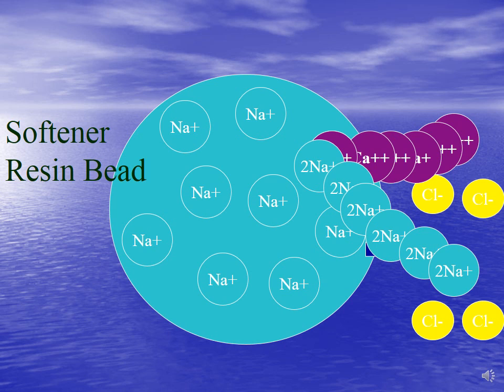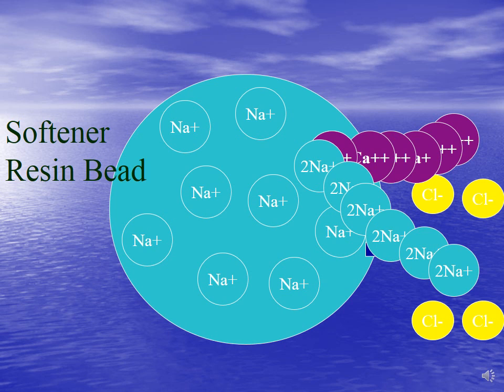A softener operates on an ion exchange basis. The softener tank has millions and millions of resin beads that have an affinity to cations. Sodium, being a cation, has the weakest bond affinity to that resin. Calcium and magnesium have a stronger bond to that resin.